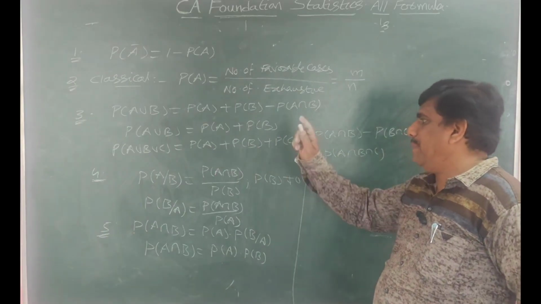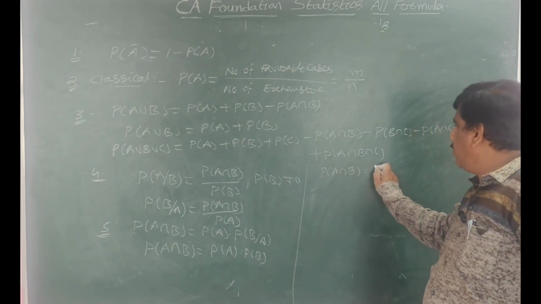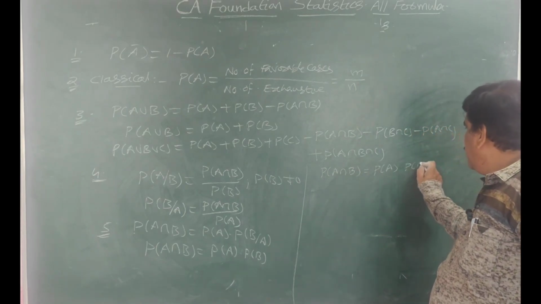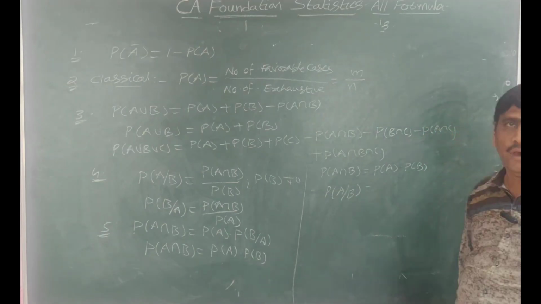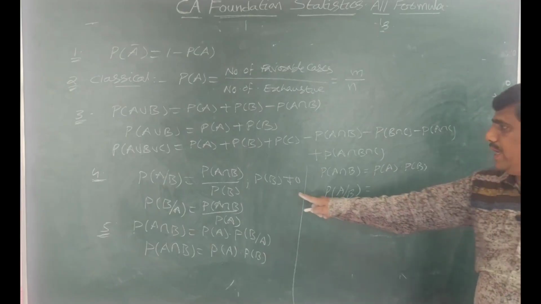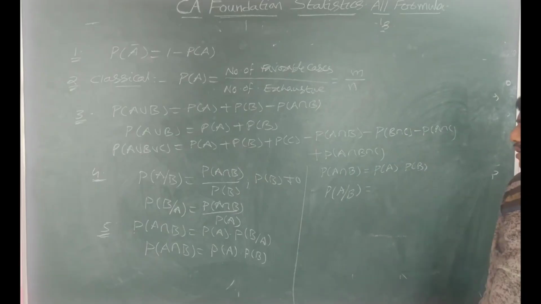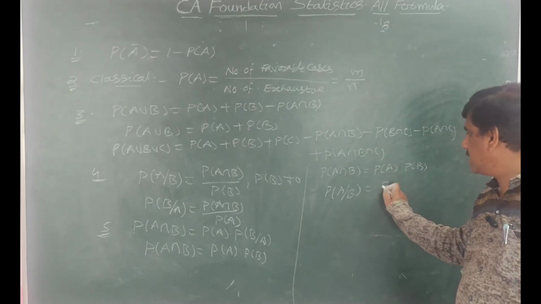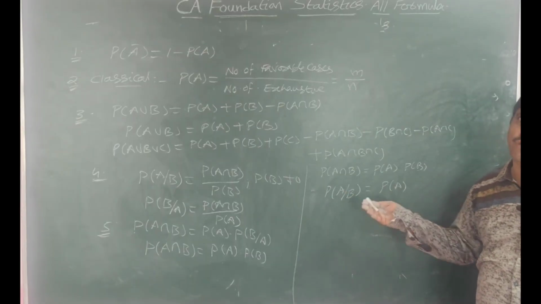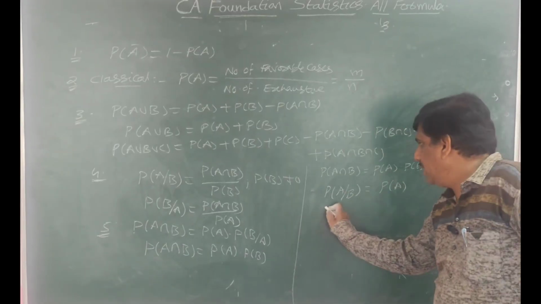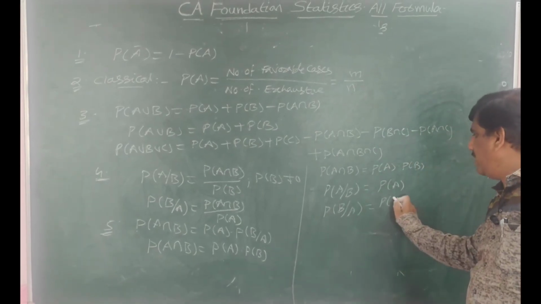If A and B are independent, what is the condition? P(A ∩ B) equals P(A) × P(B). If A and B are independent, then what will be P(A|B)? What will be the formula? P(A|B) is P(A ∩ B) by P(B), where P(A ∩ B) is P(A) × P(B). P(B) cancels. That means A independent means A is not depending on B, so the individual probability will come. Similarly, if A and B are independent, P(B|A) is equal to P(B).